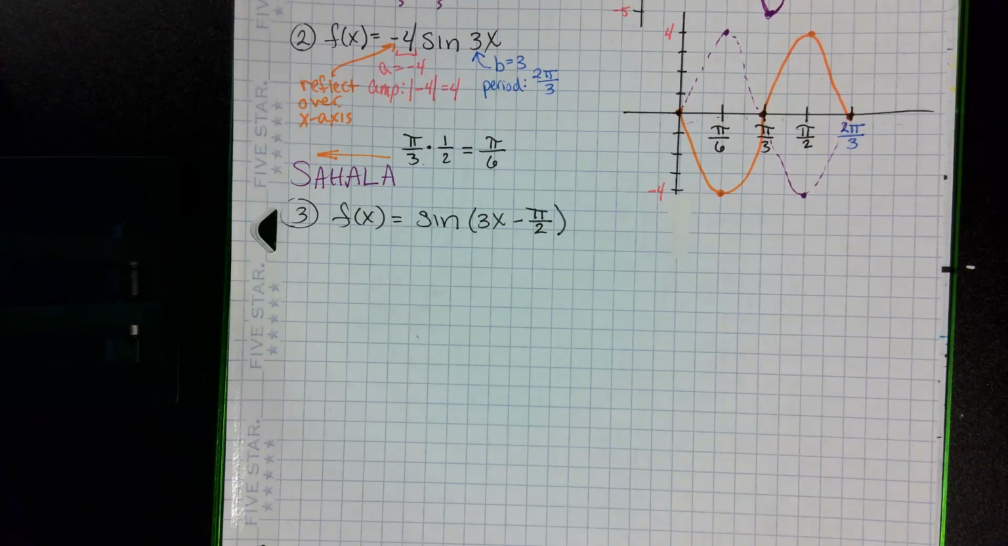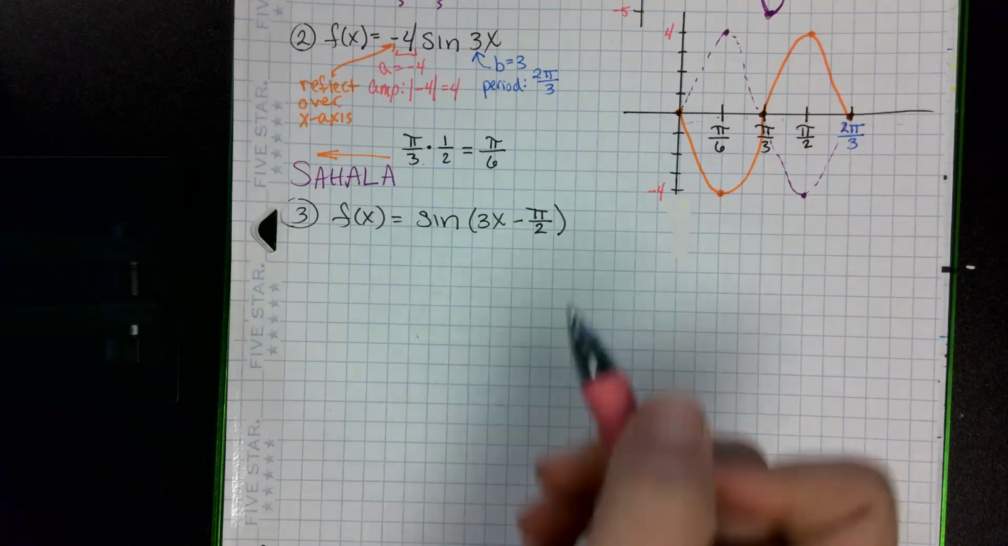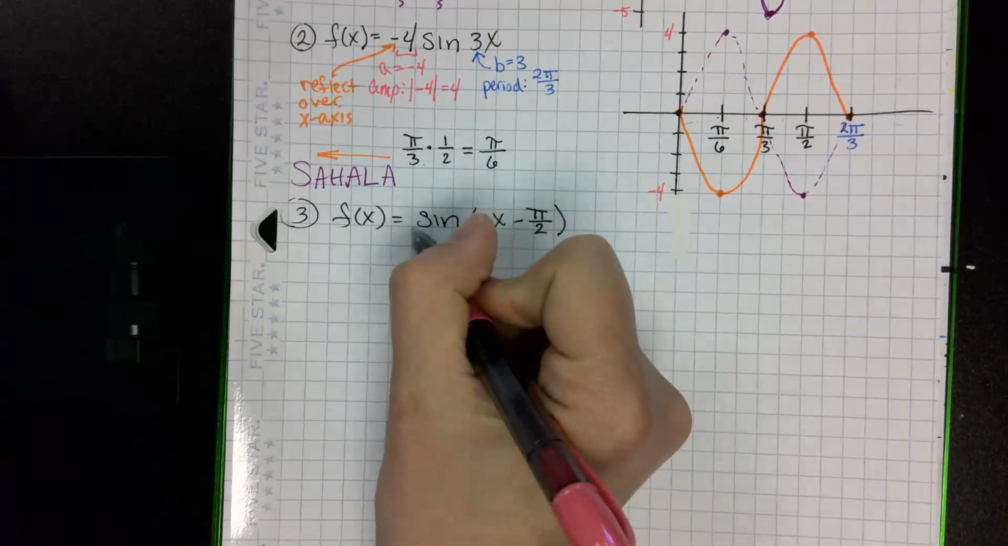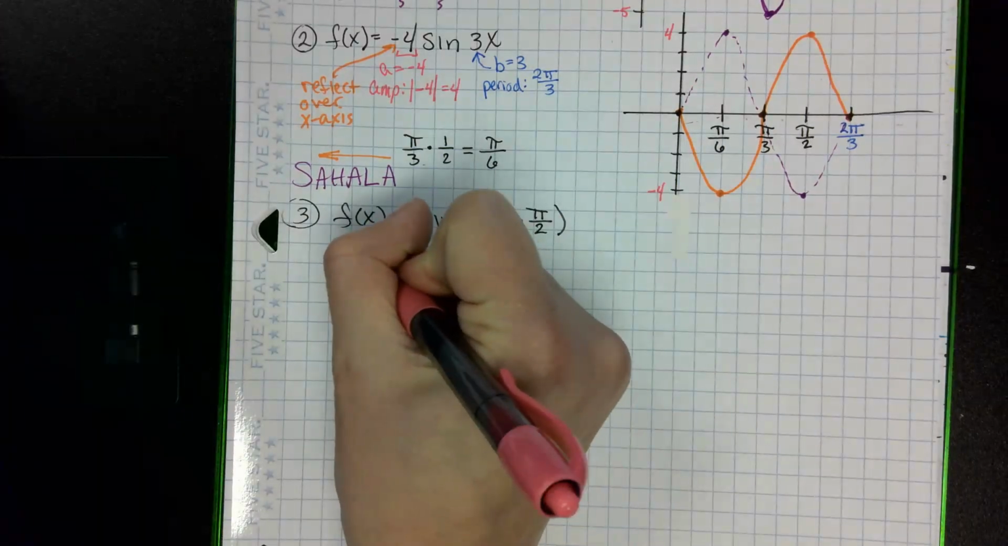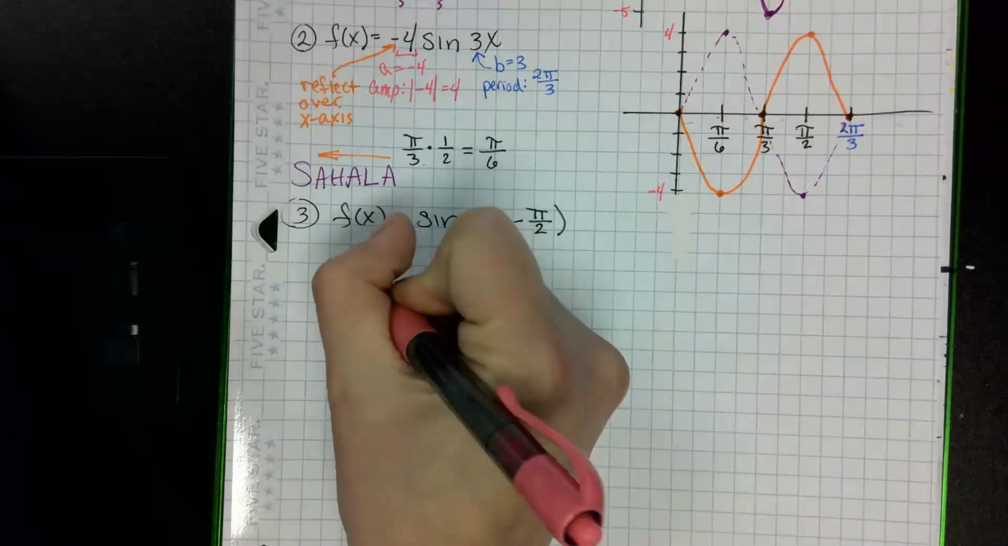We can start them all the same way. Start with a and b. A, what's in front of your function, sine or cosine? There's nothing there, so that means it's a 1. So a equals 1. So the amplitude equals 1.